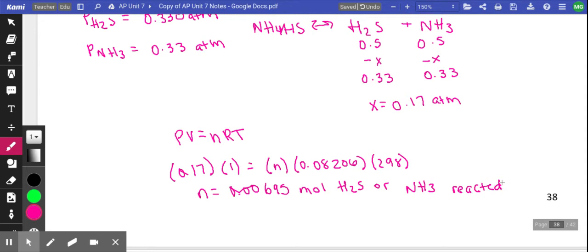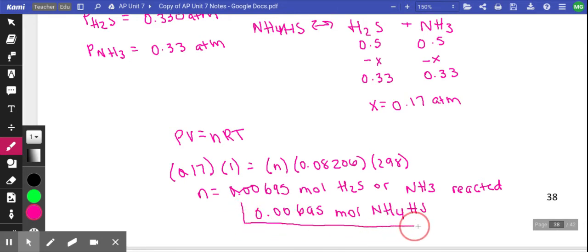Since it's a 1-to-1 stoichiometric ratio between H2S and NH4HS, and NH3 and NH4HS, the same number of moles will be produced for my solid here. So I'll have 0.00695 moles of my solid, which was this NH4HS, being produced.